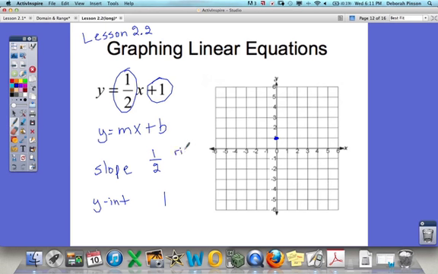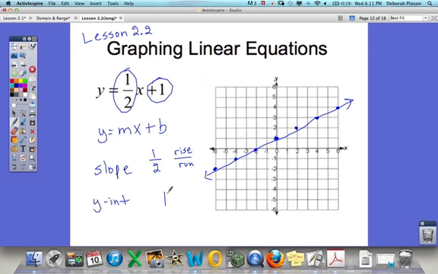And my slope is rise over run. So from this point I have, I'm going to rise 1, run 2. Rise 1, run 2. And I'm going to keep doing that because I'm not very good at drawing a straight line. So I'm just going to do that across my paper. Here is my line.